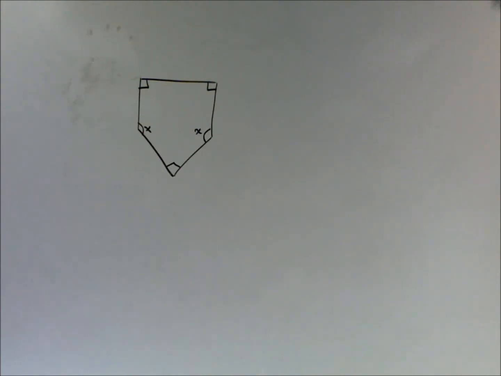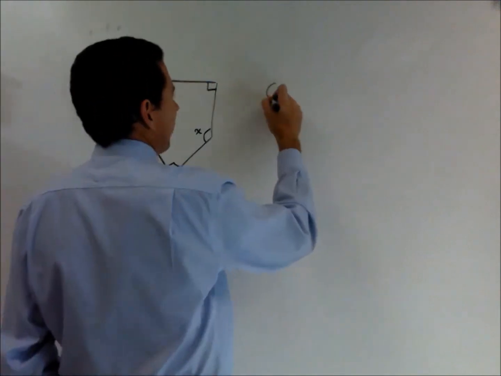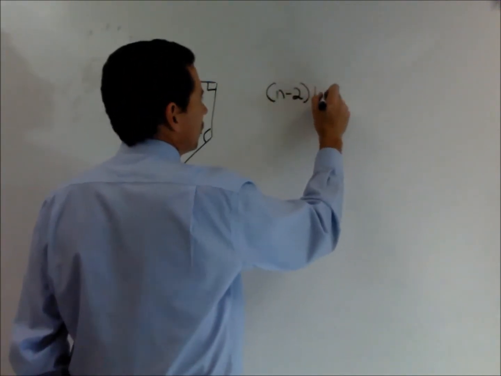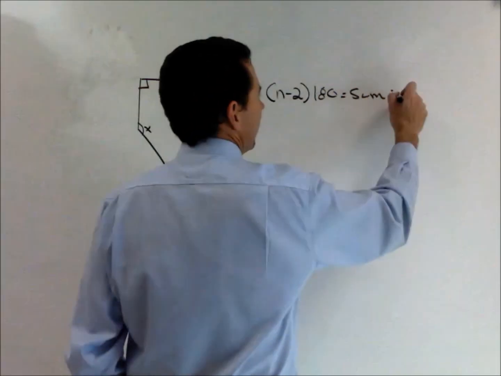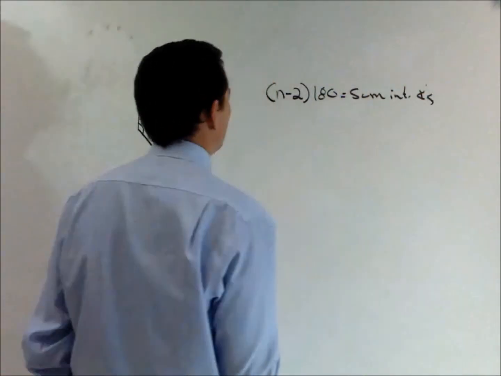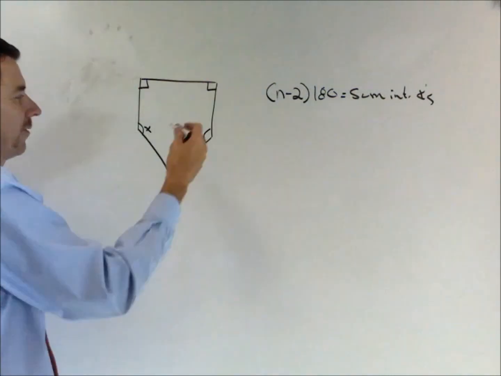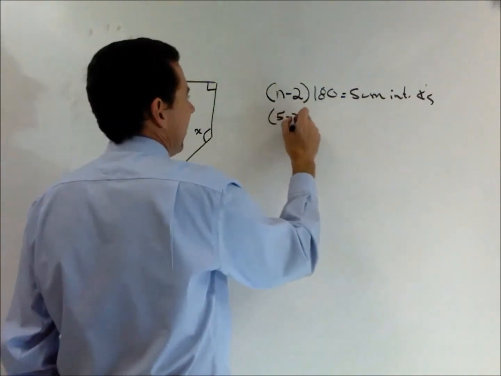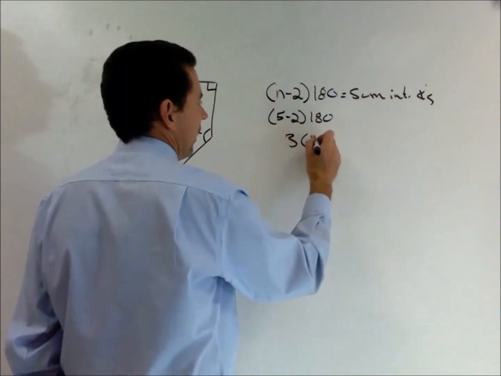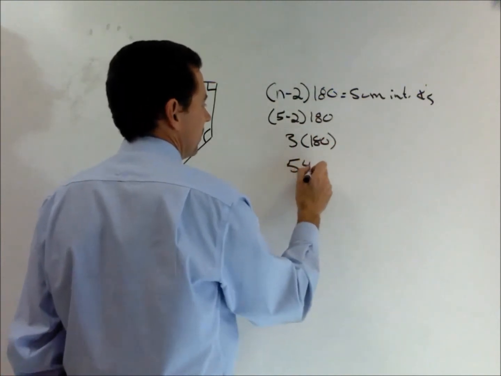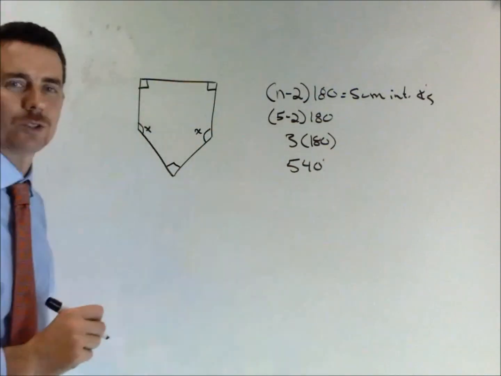Well, this isn't a regular polygon, so I can't use the formula to find one interior angle of a regular polygon. But I do know that I can use the formula n minus 2 times 180 to find the sum of the interior angles. So n is the number of sides. It has 5 sides, so this is going to be 5 minus 2 times 180. That leaves us with 3 times 180, which gives us 540 degrees.